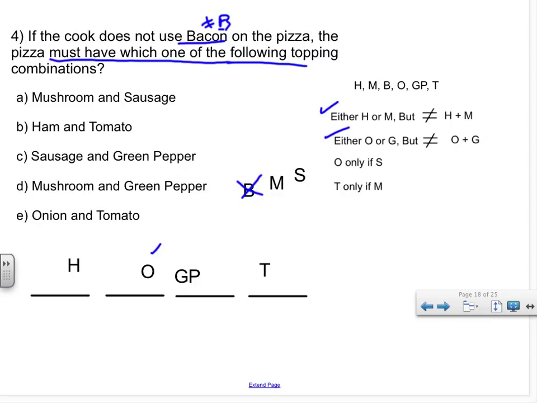So we know that we can't have O without S, so this would be one of the conditions broken, the third condition. So we know that it must not have this combination. We can eliminate A.